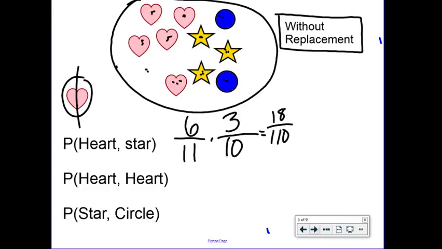There's not much simplifying I can do up front. You can divide each one of these by 2, and you can get 9 over 55. So the probability of a heart and then a star is 9 over 55. Okay? One thing I do want to show you quickly.